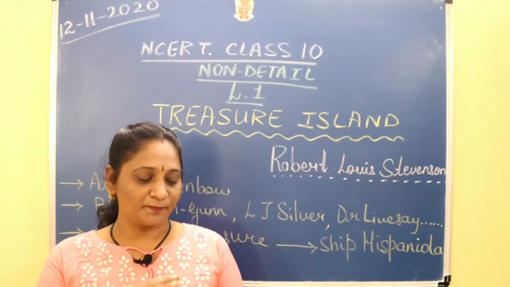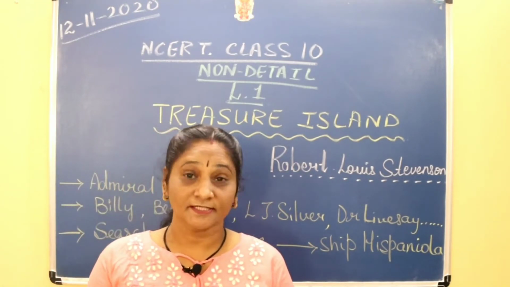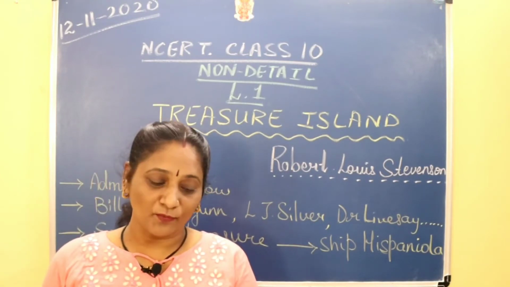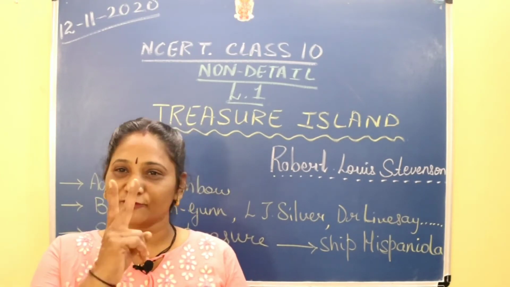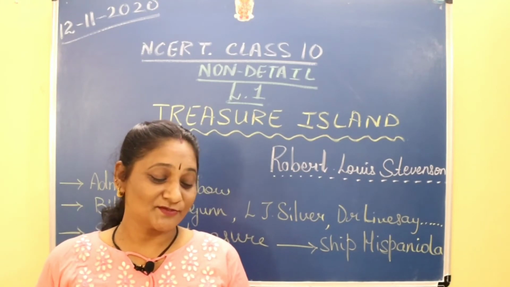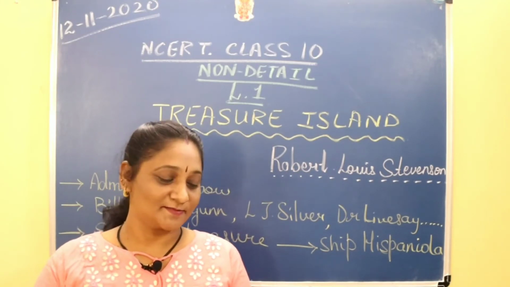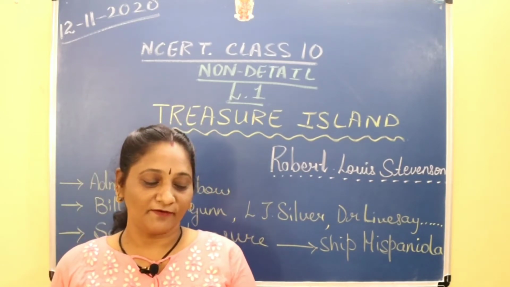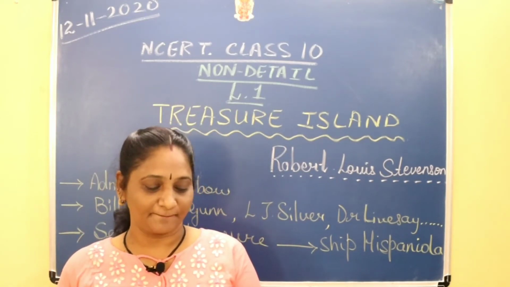Here there was one more person. His description was like this: a sallow, evil-looking fellow with 2 fingers missing. So in this story, either fingers are missing or leg is missing. Here, this person, a sallow, evil-looking fellow with 2 fingers missing.